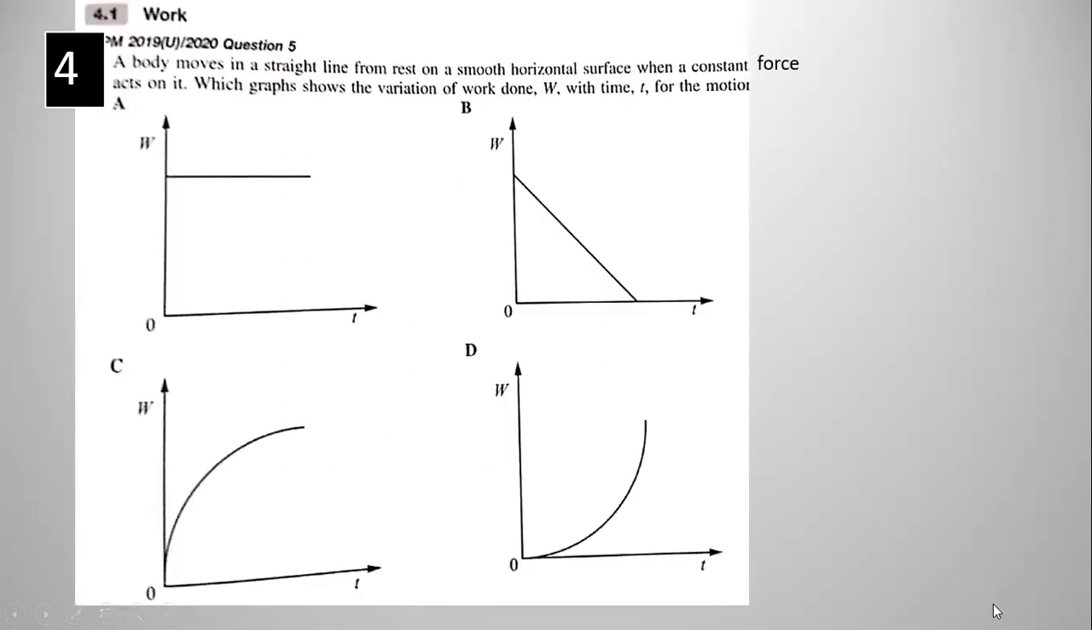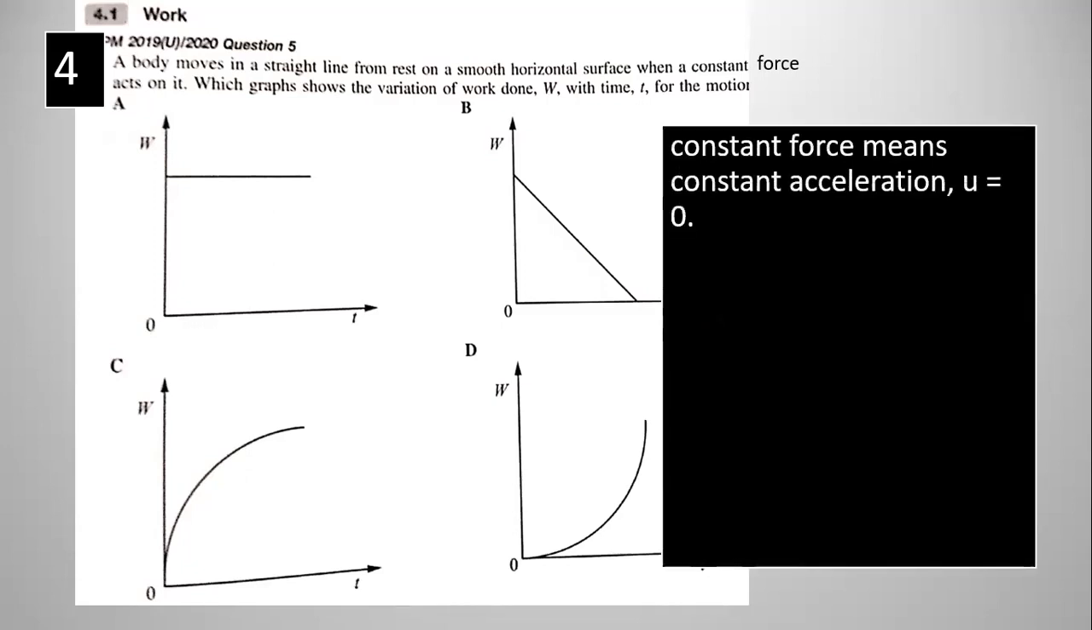Okay, let's try your partial paper STPM. A body moves in a straight line from rest on a smooth horizontal surface when a constant force acts on it. Which graph shows the variation of work done W with time t for the motion? Constant force means constant acceleration. So u is 0. By the definition, work done is F times S. S is the displacement, but we want time.